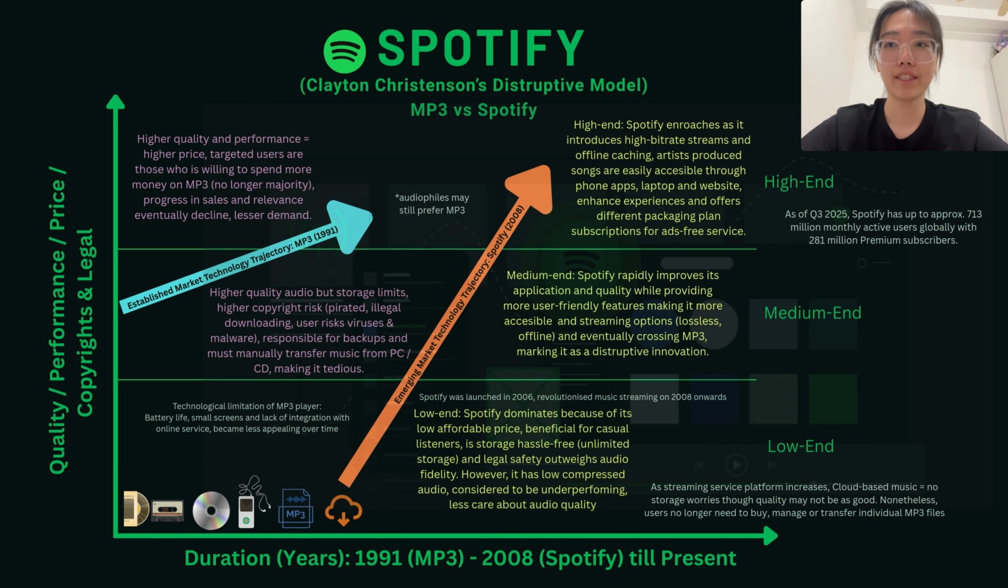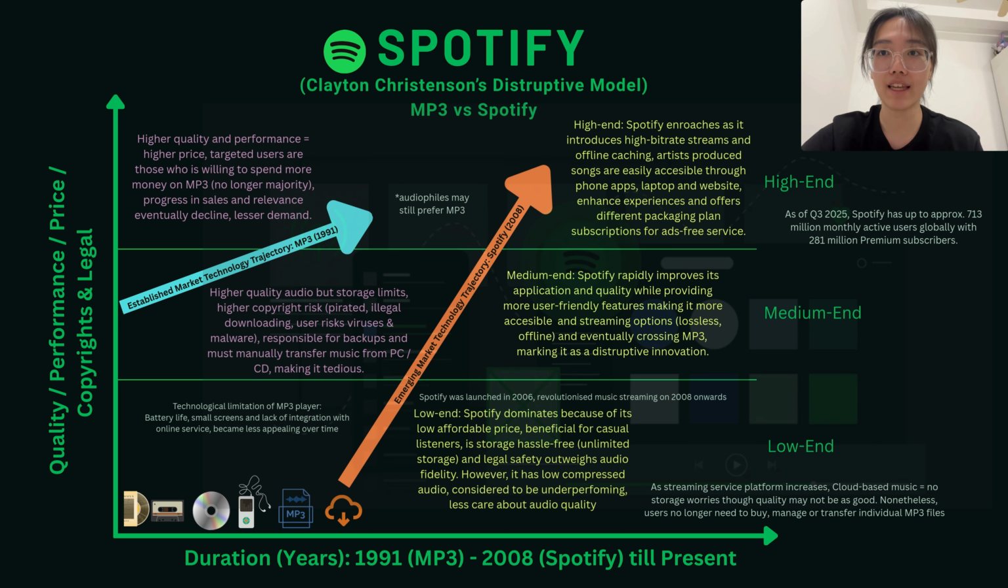Now this is our Clayton disruptive model for MP3 versus Spotify. In the following segment, I will explain why Spotify is considered a disruptive innovation. In the rapidly evolving market, change and innovation are important to sustain growth and relevance. According to Clayton, disruption happens when a new product starts by serving low-end or overlooked users with a simpler and cheaper solution, and then gradually improves until it replaces the established technology.